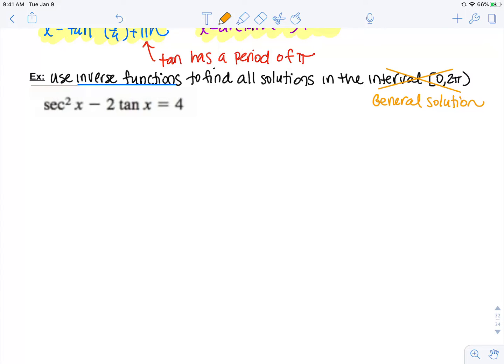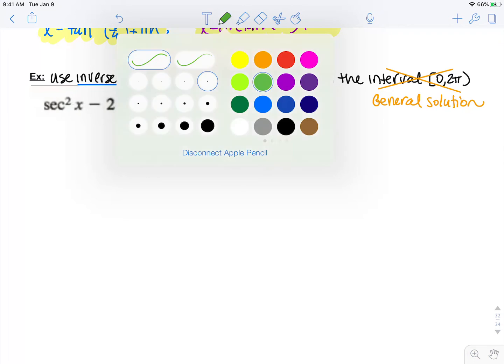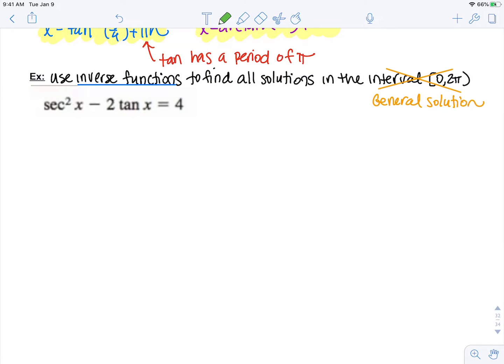Again, in this example, we want to use inverse functions to find all solutions, and I'm going to ask you to find the general solution, even though the textbook is going to say 0 to 2 pi. Don't stress about it. So if I look at this example, the first thing I need to do is get it all in terms of one trig function.